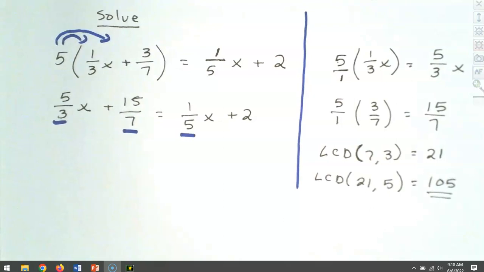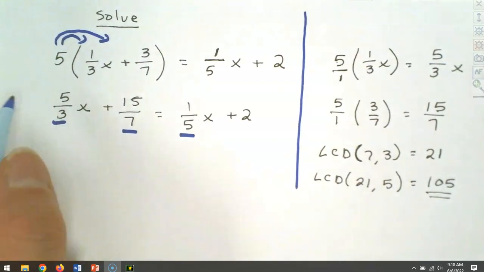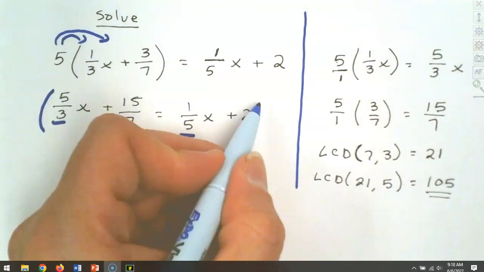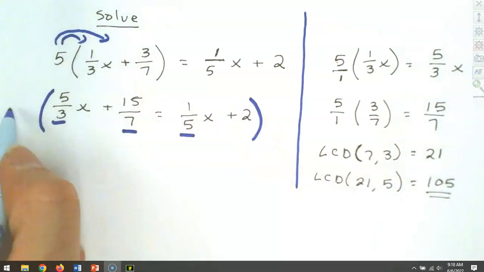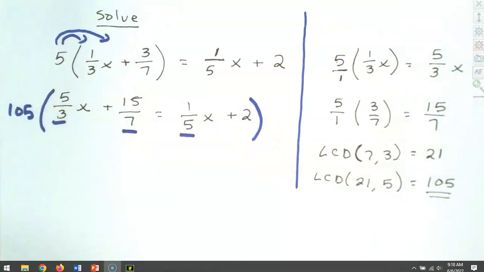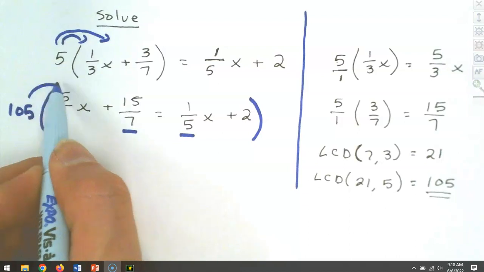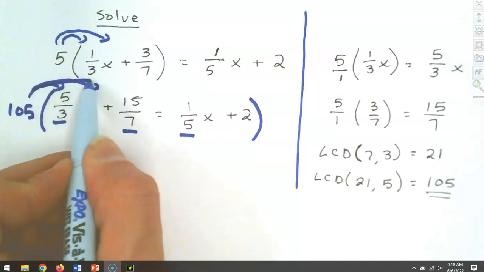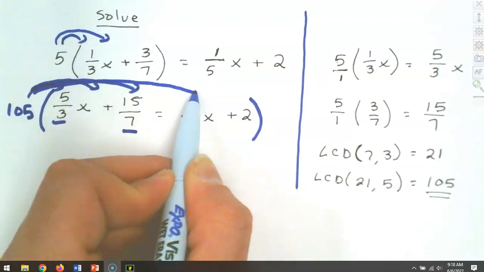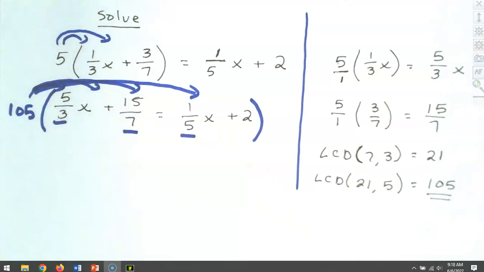And once you've found your least common denominator, now you've got to multiply. So we know our least common denominator is 105. And so we're going to put our 105 out in front, and we're going to distribute it through each part. And don't worry about the numbers being really large, because we have a calculator. So we don't have to do things mentally.